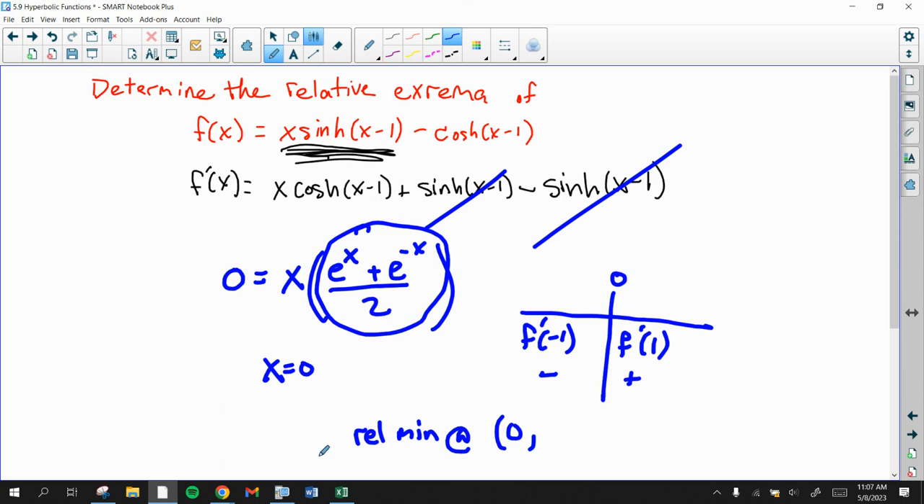So we have 0 times the hyperbolic sine, which is 0, minus hyperbolic cosine of negative 1.